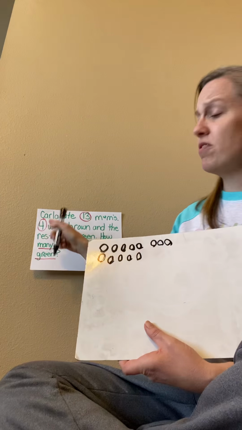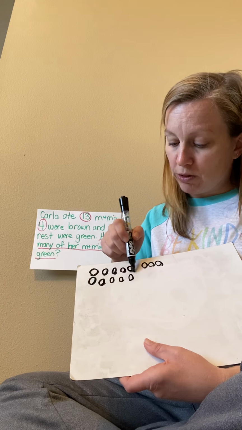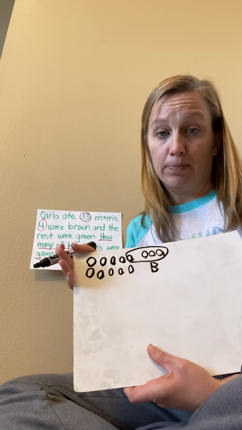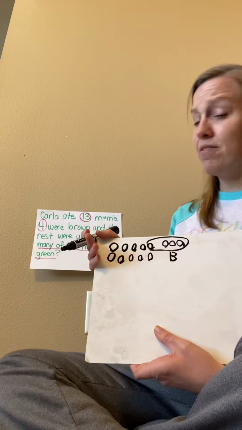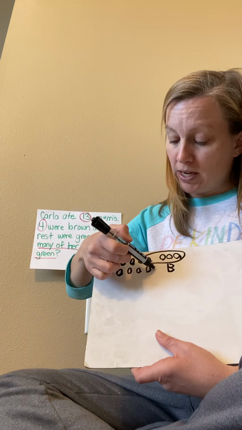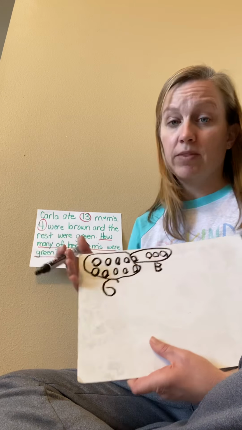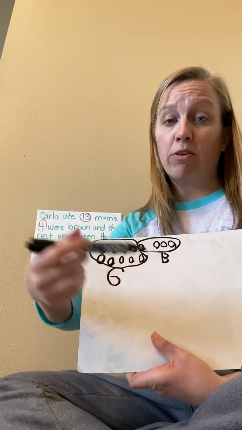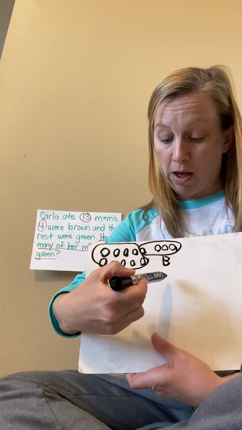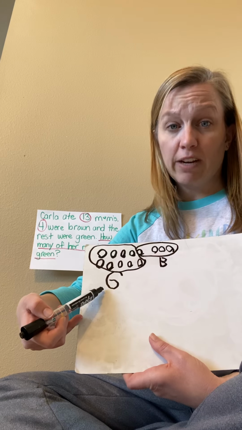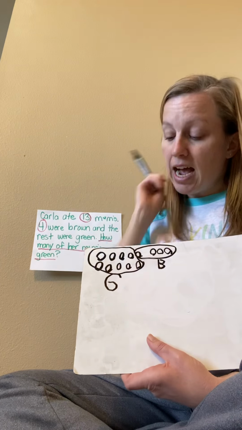I know that 4 of them were brown. So I'm going to circle 4 of these M&Ms and I'm going to put a B for brown. It says that the rest of them were green. So I'm going to circle the rest of them and I'm going to put a label of G for green. That will help me remember that the number 4 meant the brown, and then these leftovers here were G for green. Okay, I'm not finished yet.